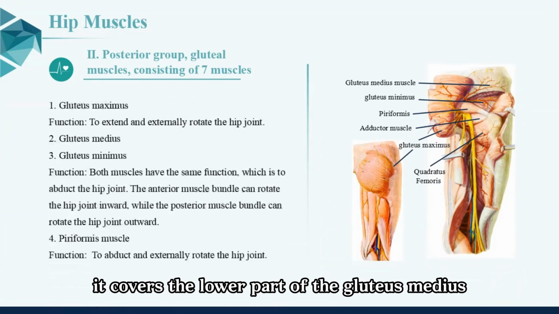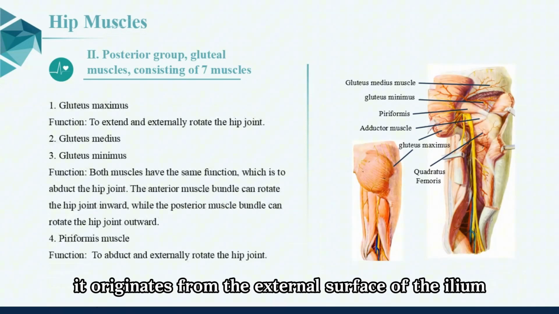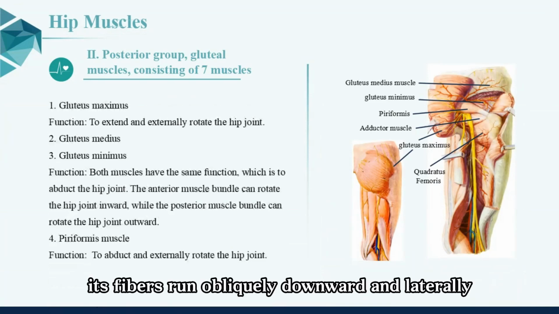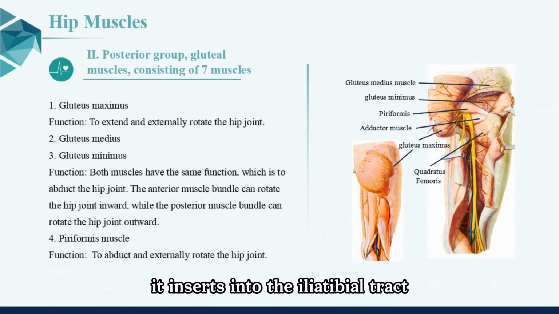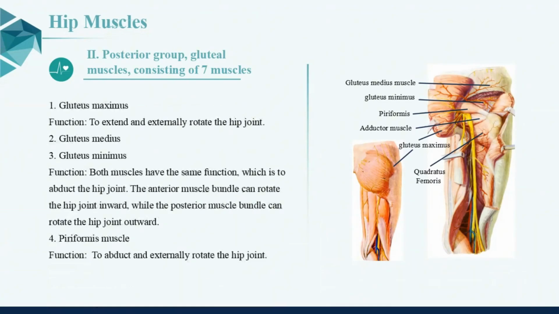It covers the lower part of the gluteus medius and other smaller muscles. It originates from the external surface of the ilium and the dorsal surface of the sacrum. Its fibers run obliquely downward and laterally. It inserts into the iliotibial tract and the gluteal tuberosity of the femur.